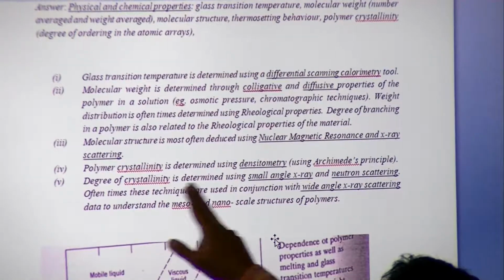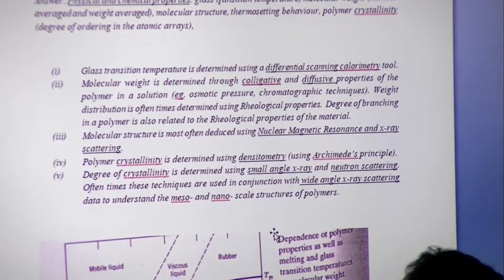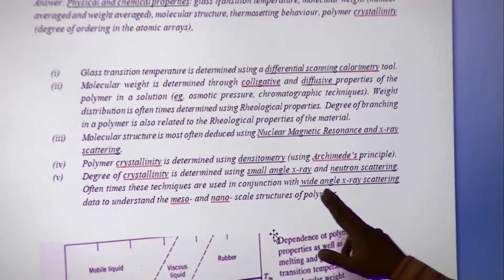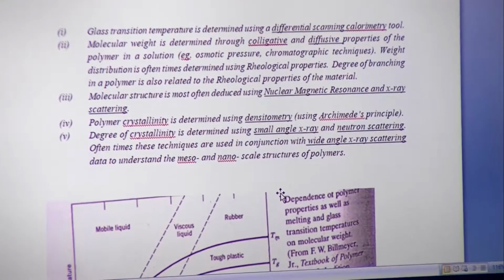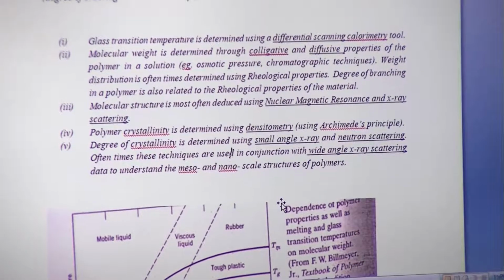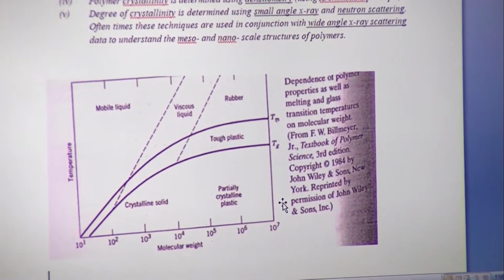Next, degree of crystallinity can also be determined by using small angle X-ray and neutron scattering. Other techniques can also be used in conjunction, such as wide angle X-ray scattering. So it is good for you to know that this is the catalog of techniques that are used in order to study polymers.